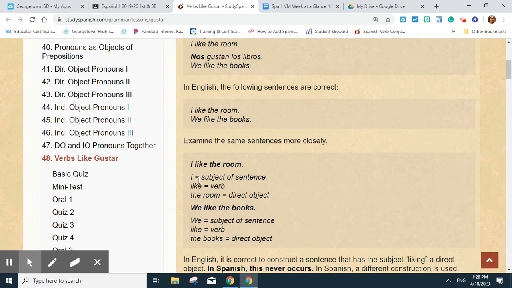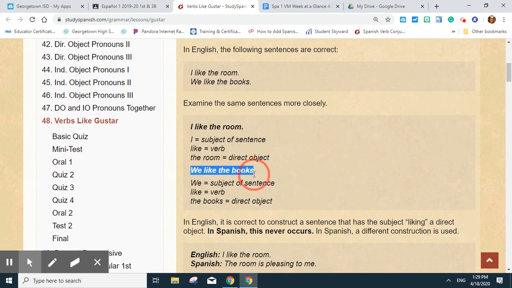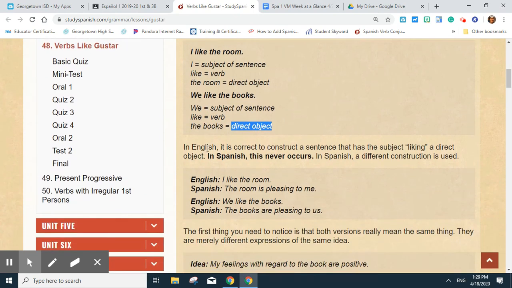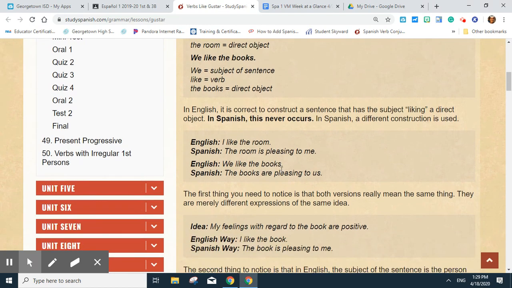I like the room. I is the subject of the sentence. Like is the verb. The room is the direct object. We like the books. We is the subject of the sentence, like is the verb, and the books is the direct object. Now, in English, it is correct to construct a sentence that has a subject liking a direct object. In Spanish, this never occurs. In Spanish, a different construction is used.